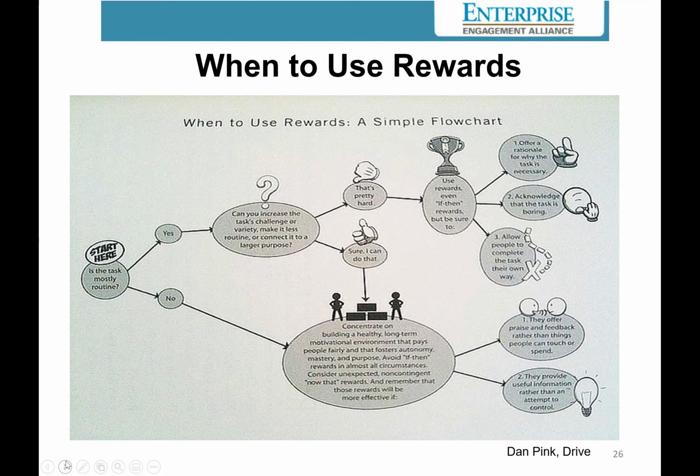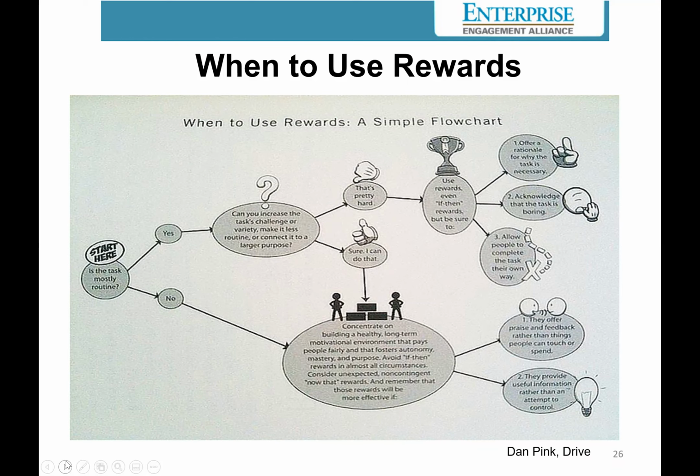And there are some companies that are moving away from dangling the carrot and moving towards surprise and delight. We'll be having an upcoming EEA Zoom show about that in August. But if you're going to do that and there's a contingency, there should be a good rationale. The people should understand why that reward is being offered.